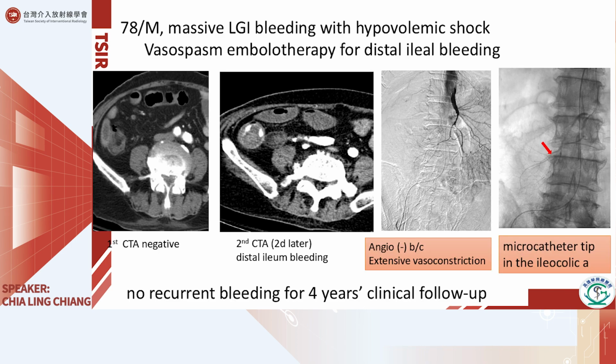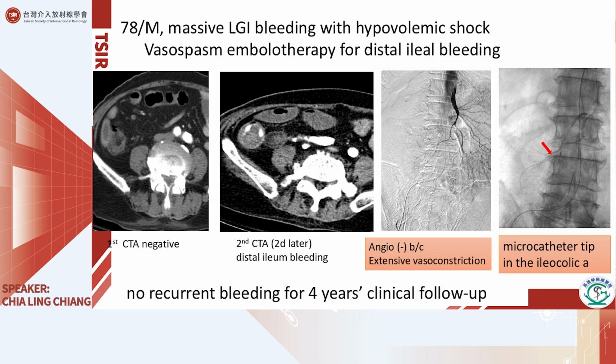Therefore, empirical embolization for low GI bleeding may be needed in some patients, for example, this patient. The patient got a massive low GI bleeding with hypovolemic shock. The first CTA was negative. However, the second CTA 2 days later showed distal ileal bleeding. However, the SMA angiography was negative because of the patient's hypovolemic shock, and all the vessels showed extensive vasoconstriction.